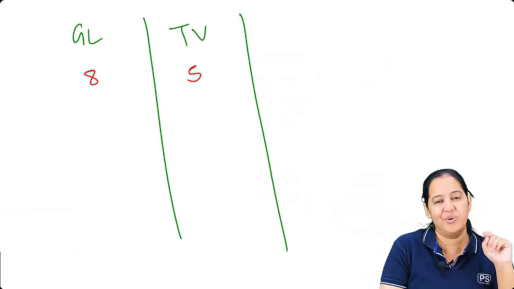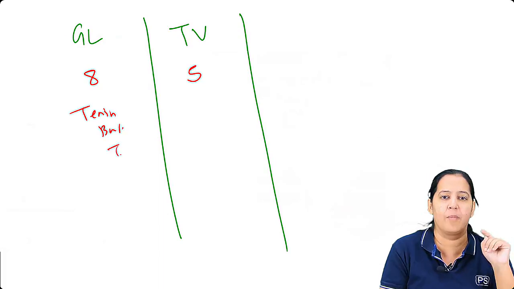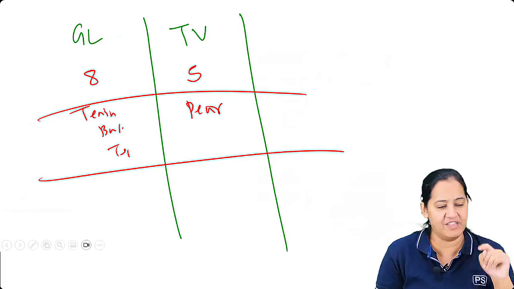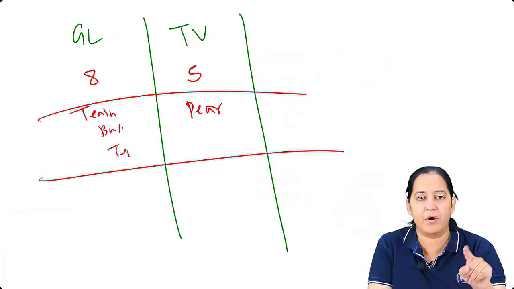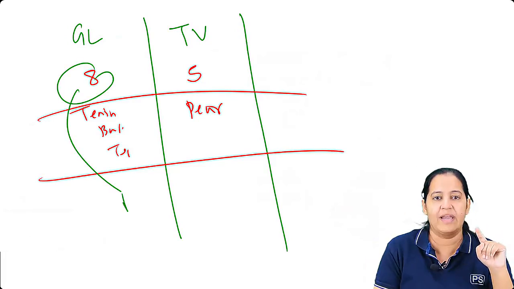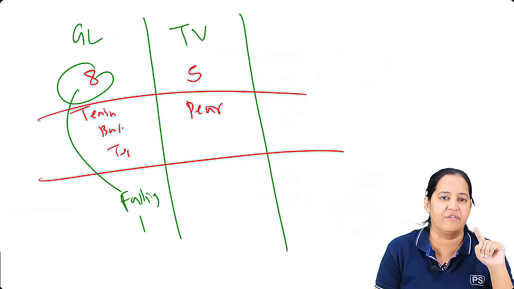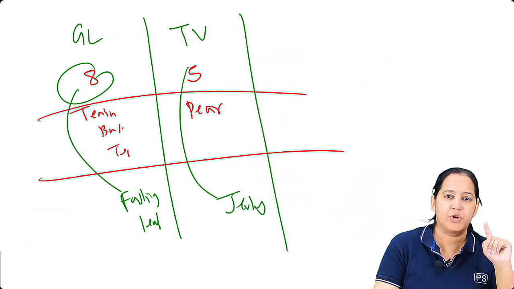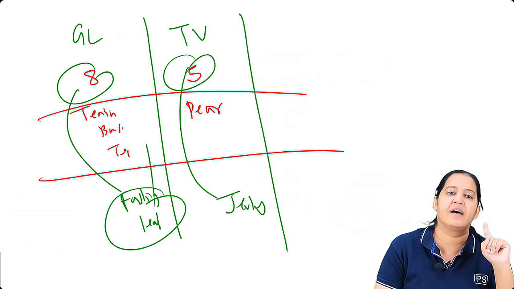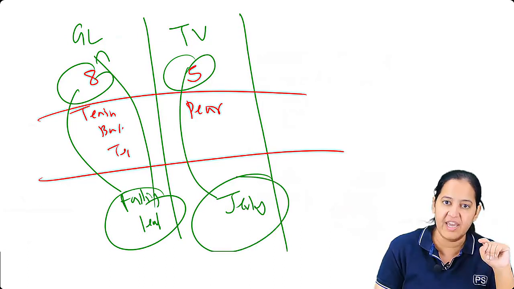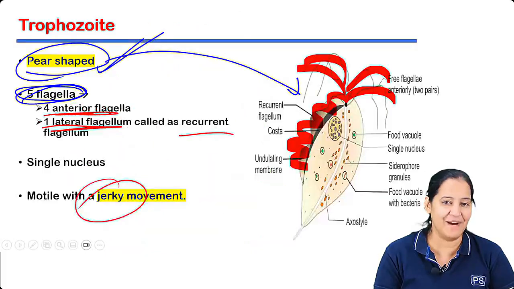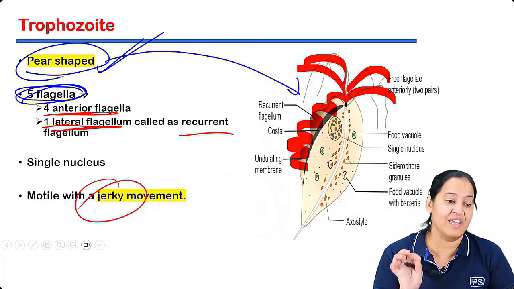I told you the shape here: tennis racket, badminton racket, teardrop. Here the shape is pear. Compare the shape, compare the number of flagella. Now here the motility, because of 8 flagella, is falling leaf. Falling leaf. Okay? And here the motility is jerky. Take the word jerky. So if falling leaf comes in the question, the answer is Giardia. If jerky comes in the question, the answer is Trichomonas vaginalis. Did you understand? Learn the word jerky, highlight it.